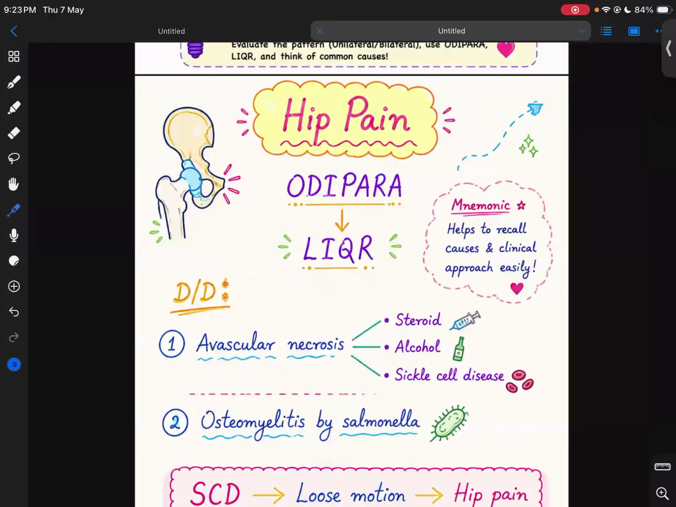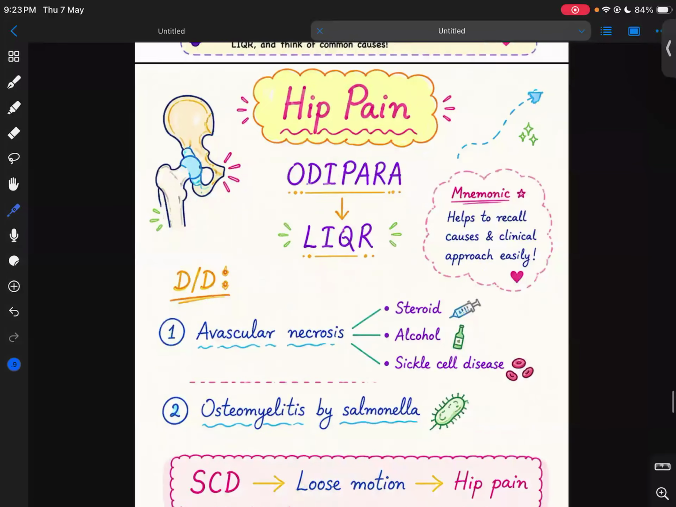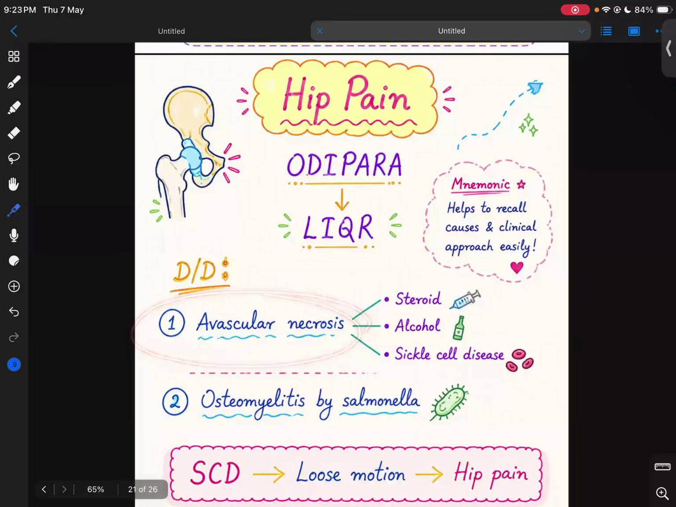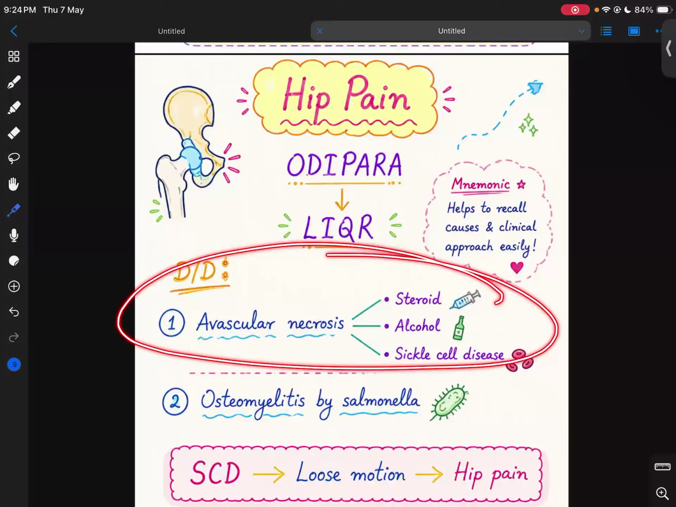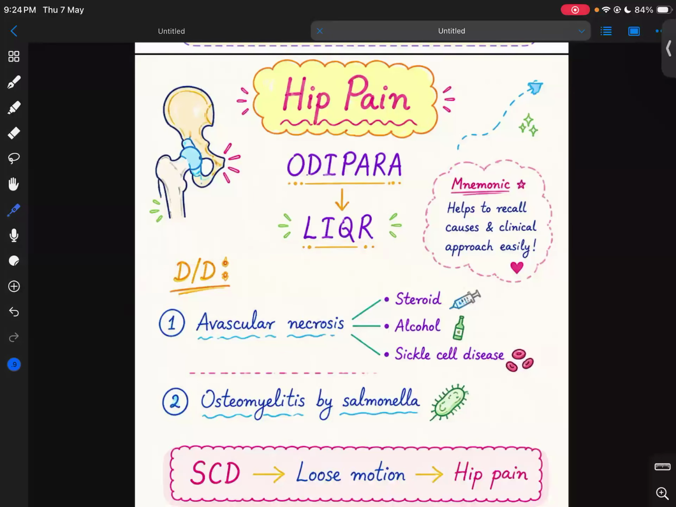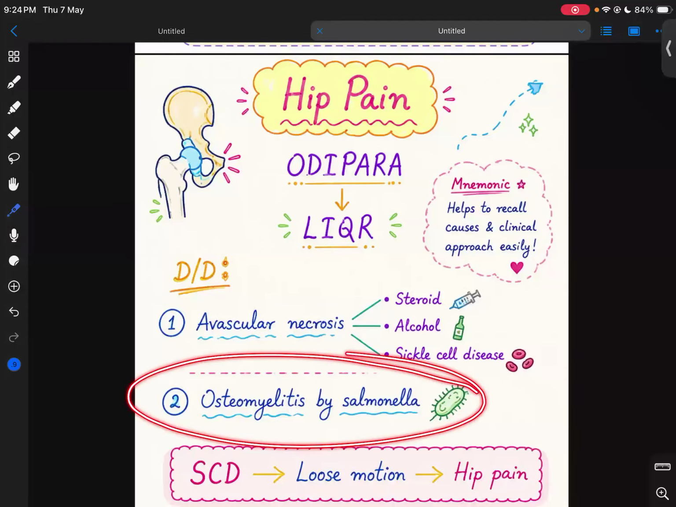Then for the PACES exam, the most important cause of hip pain is avascular necrosis of the hip joint. This avascular necrosis can be due to long-term steroid intake or excessive alcohol intake, and for the Middle East candidate, it can be due to sickle cell disease. And this is the most important one. If any case of hip pain is given in the PACES exam, one of the differential diagnoses will be avascular necrosis. It will be there for 100% sure. Another DD is osteomyelitis by salmonella.